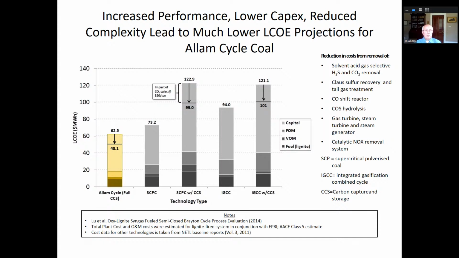So this is a really important way in which zero carbon emission can be achieved in countries which rely on coal as their fuel source. Next slide.